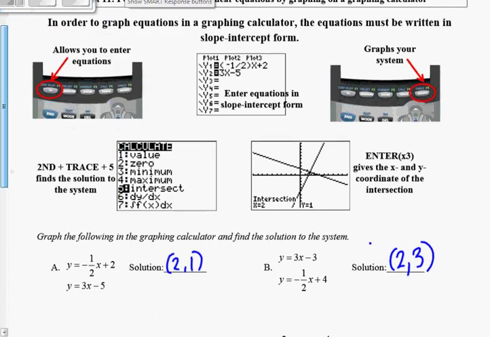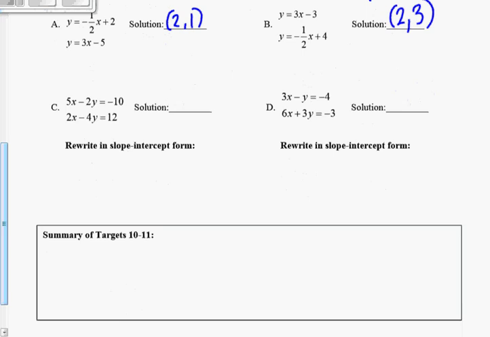If we look at examples C and D, on both of these, we have to rewrite them into slope-intercept form before we can graph them. So the first thing I'm going to do is solve for y. I'm going to do it in both of the equations before I plug them in. So on C, the first thing I'm going to do is subtract 5x from both sides. So I have -2y equals -5x minus 10. Get y by itself by dividing everything by -2. And my equation becomes y equals a positive 5/2 x.